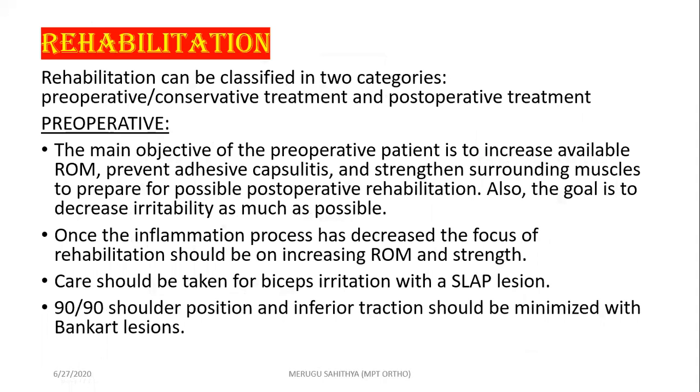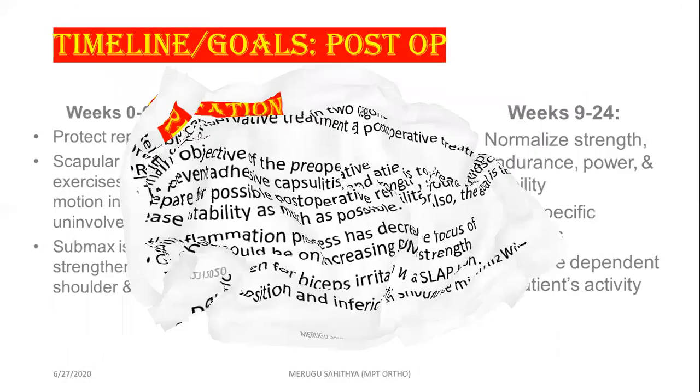Coming to the rehabilitation part, rehabilitation can be classified into 2 categories: preoperative or conservative treatment and postoperative treatment. The main objective of preoperative treatment is to increase available range of motion, prevent adhesive capsulitis, and strengthen surrounding muscles to prepare for possible postoperative rehabilitation. Also, the goal is to decrease irritability as much as possible. Once the inflammation has decreased, the focus of rehabilitation should be on increasing range of motion and strength. Care should be taken for biceps irritation with a SLAP lesion, and 90-90 shoulder position and inferior traction should be minimized with Bankart lesions.